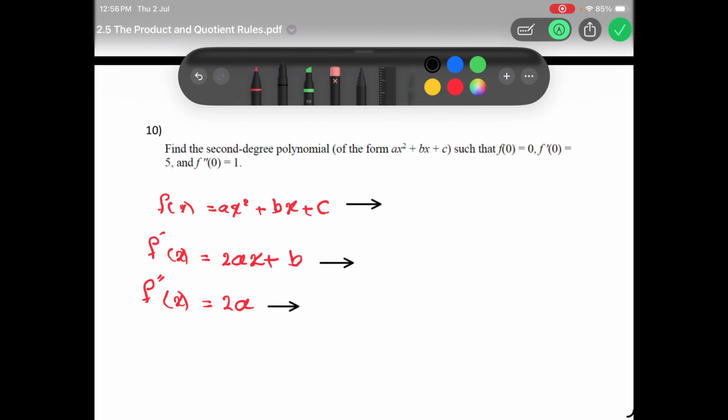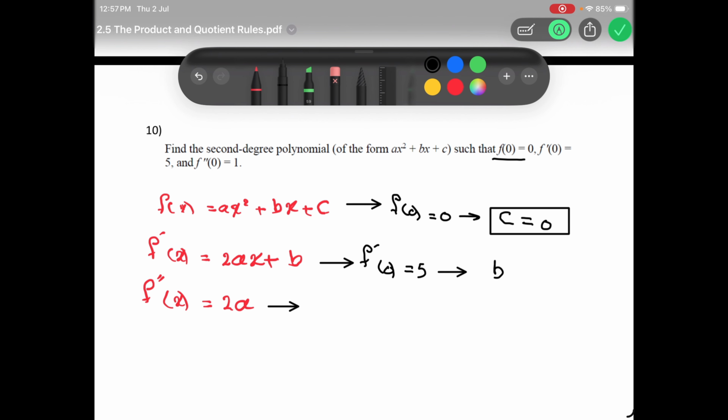So here they told us that f of 0 equals 0. So f of 0 equals 0 means if I replace each x by 0, I will end up with c. So we know what is the value of c. c is 0. Likewise, f prime of 0 is 5. So f prime of 0 equals 5 means replace 0, it will be 2a times 0, it will be b only. So b equals what? b equals 5.